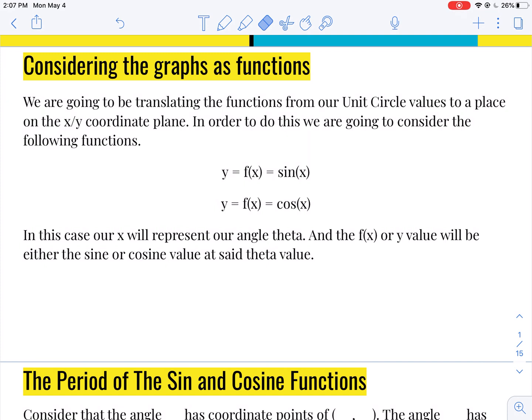So I'm going to consider this as y is equal to f of x is equal to the sine of x, and y is equal to f of x, which is equal to the cosine of x. So these are two separate functions which we're going to consider, and we're going to figure out how to graph these, just like we'd graph anything else.